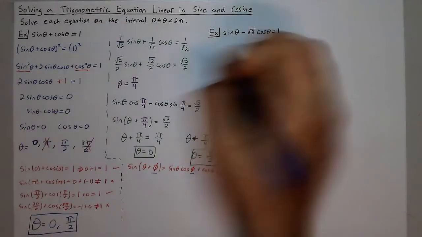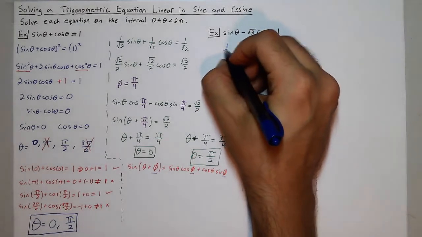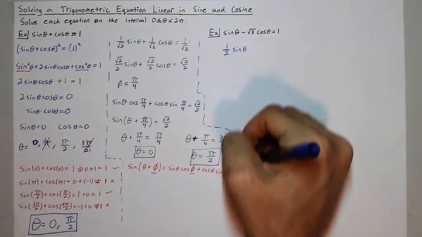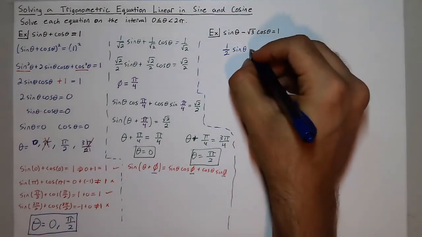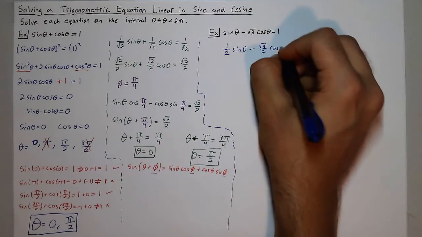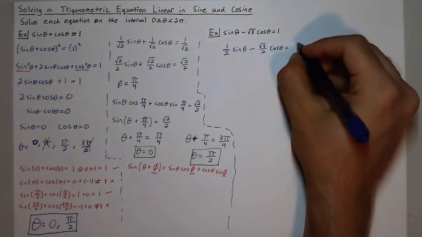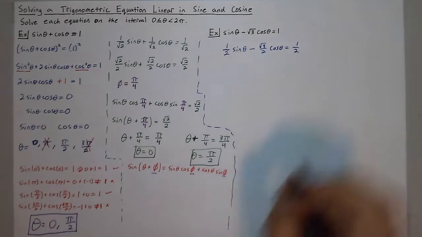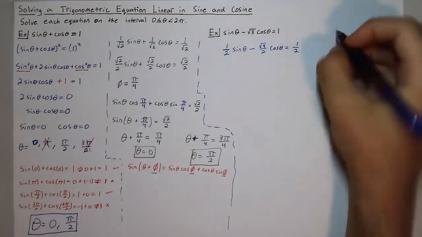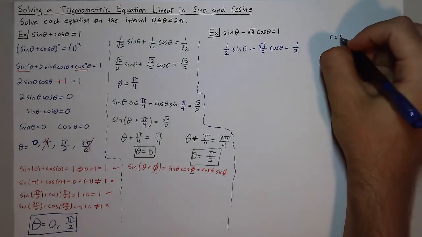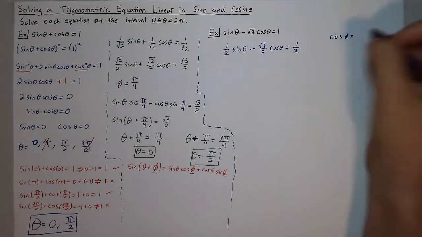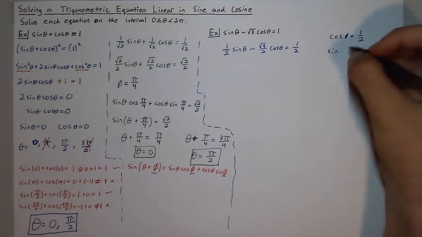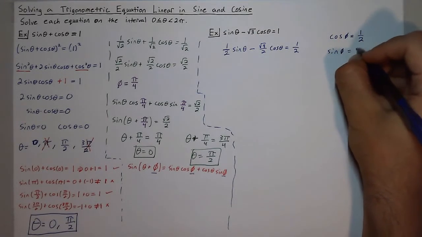So when I go to solve this equation, I'll divide each side by 2, so I get 1/2 sine of theta. I'm going to box this off so it doesn't get in the way. Minus square root of 3 over 2 cosine theta is equal to 1/2. I'm going to divide everything by 2. So now I need to figure out what angle, if I think of that phi angle again, makes cosine 1/2 and makes sine phi equal to square root of 3 over 2.